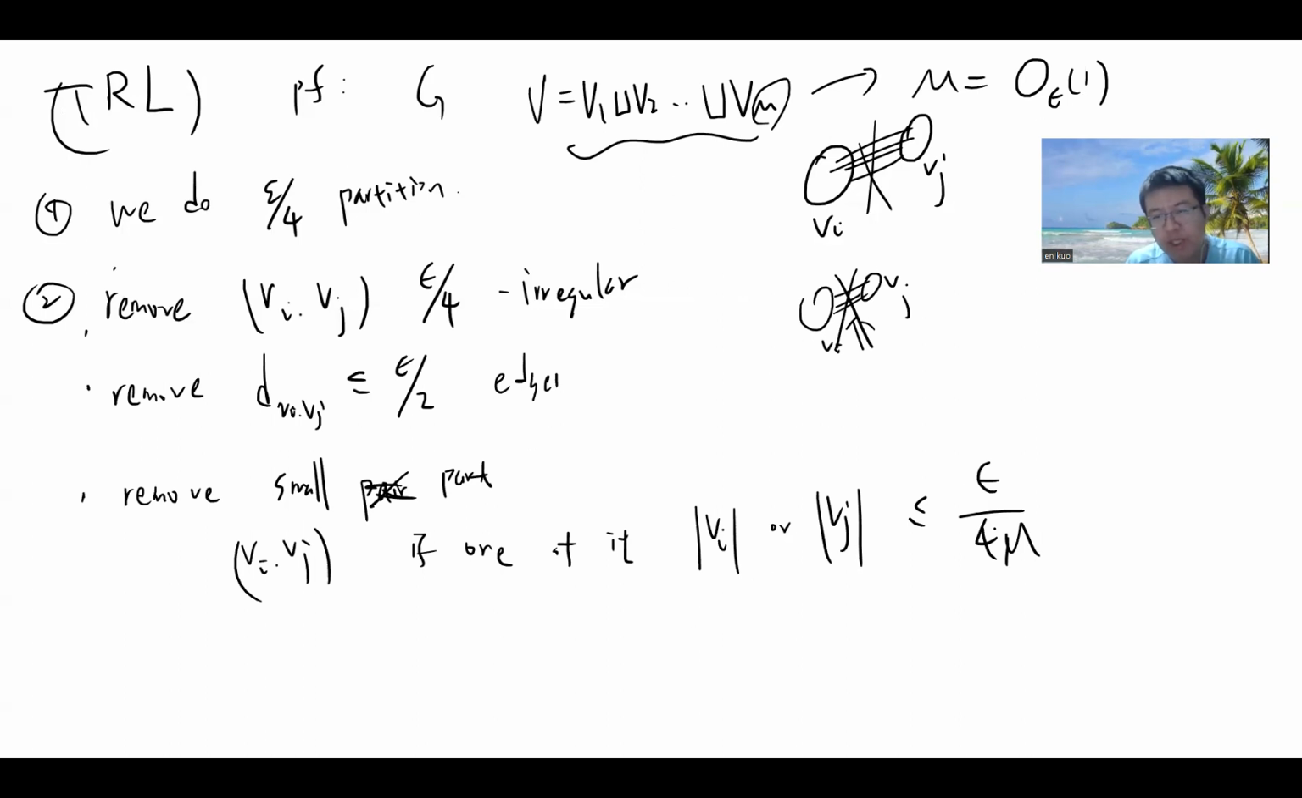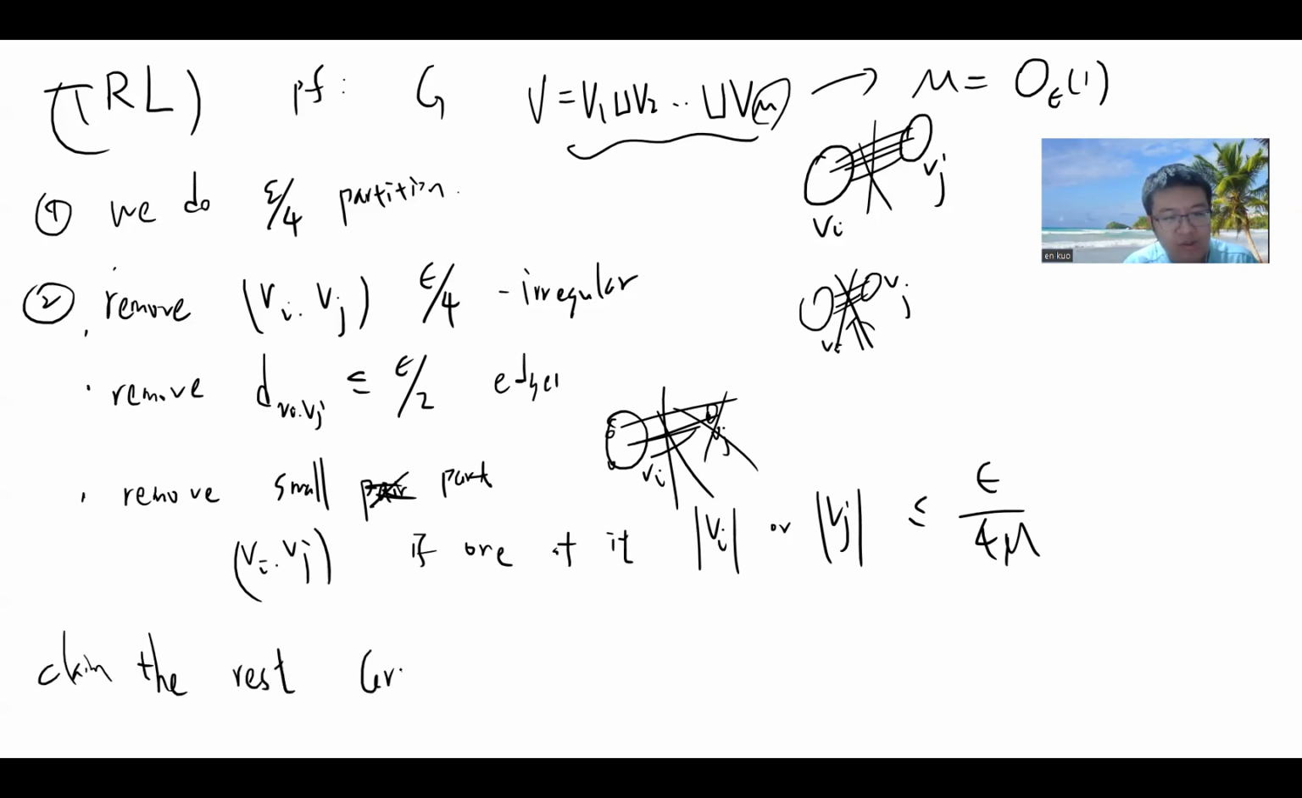If there are low density pairs, then we remove them. So if your Vi and Vj are very, very small, the number of vertices is very small, then we remove all the edges between them. Okay, so remove these, then the claim is the following: the rest of the graph has no triangle.